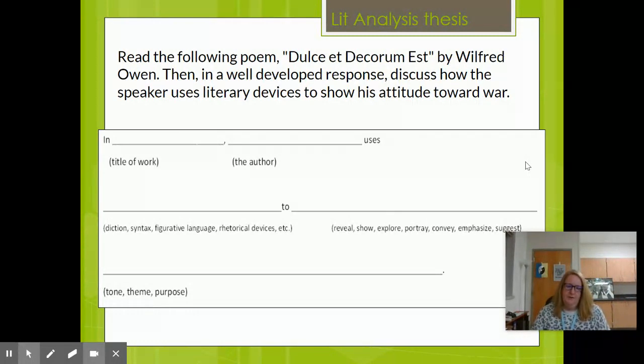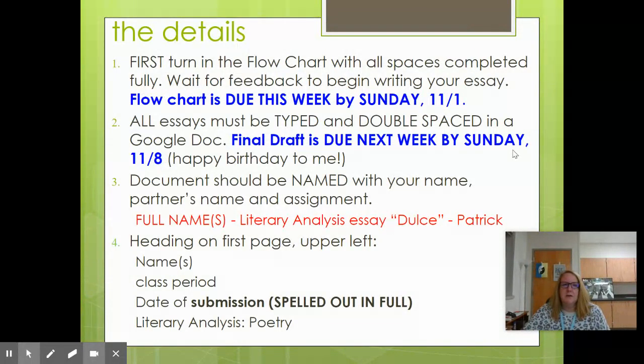And I told you also that you don't have to use this verbatim, but these components at least need to be in the thesis statement that you write. Everything starts from that thesis statement. Everything that you write must prove the claim that you're making in this thesis statement.